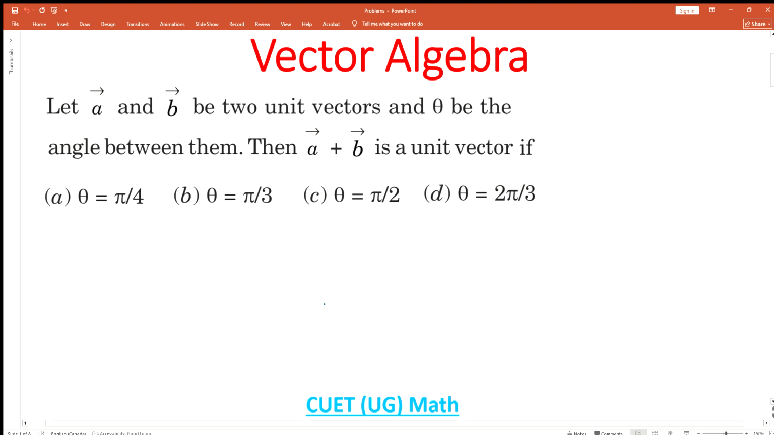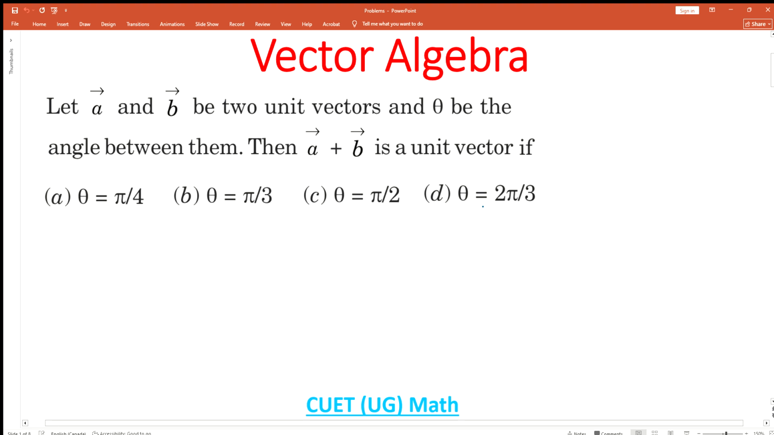In this video, we'll solve a vector algebra problem. As per the problem, let vector A and vector B be two unit vectors and theta be the angle between them. Then vector A plus vector B is a unit vector if we are given four answer choices. We have to choose the correct answer choice.